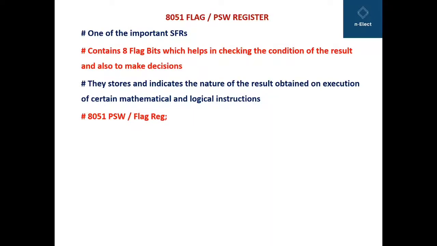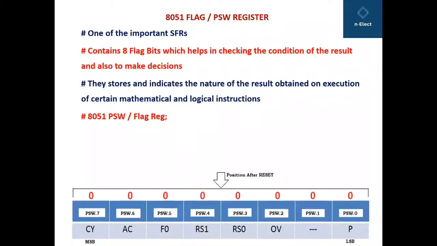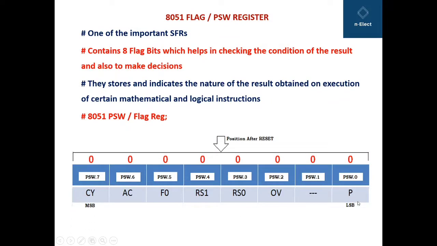As far as the 8051 flag register or PSW register is concerned, it is shown like this. It is basically an 8-bit register. This is the LSB of the flag register and this is the MSB, and the different bits can be identified as PSW.0, that is the 0th bit of PSW, then first bit of PSW, second bit of PSW, likewise 7th bit of PSW. And the different flag bit positions are carry flag, then auxiliary carry flag, then F0, RS1, RS0, overflow flag, and parity flag.